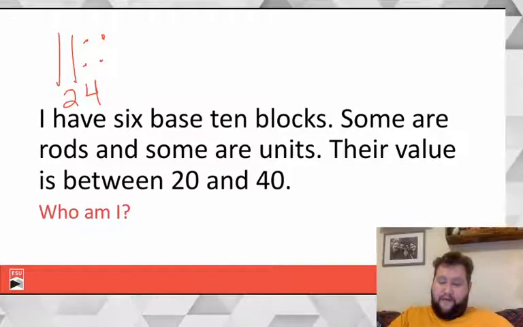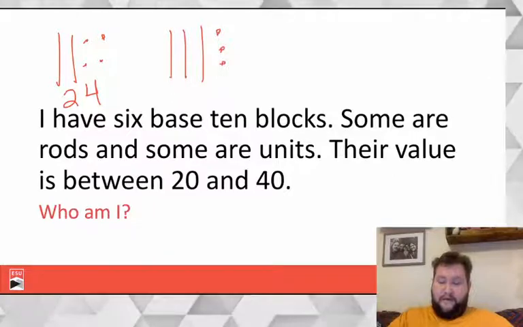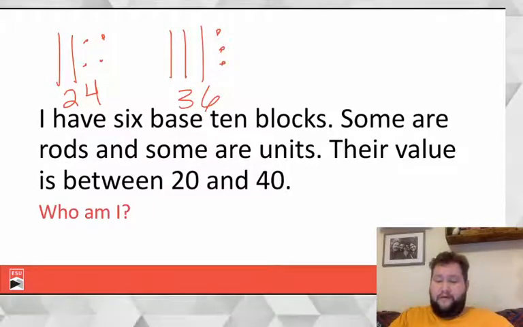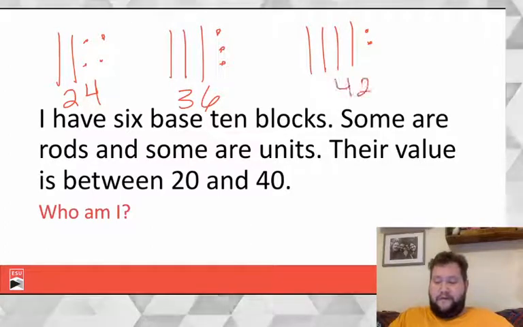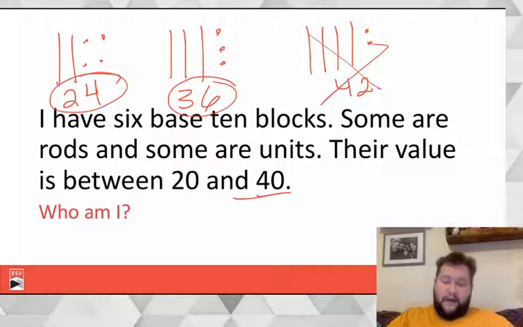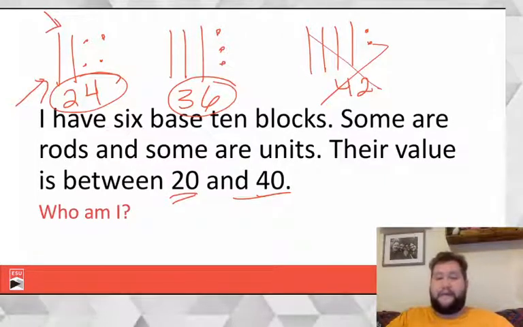Or can I have 3 rods and 3 units? I could be 36. 1, 2, 3, 4, 1, 2. 42 is too big because I have to be between it. And so those are my only possibilities. Right, you know we can start here because if it's at least 20, there have to be 2 rods. Because if there weren't 2 rods, we wouldn't be at least 20.